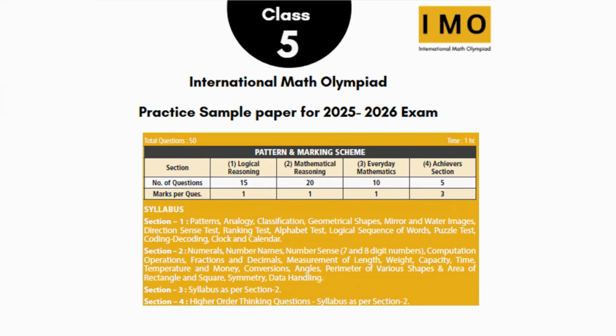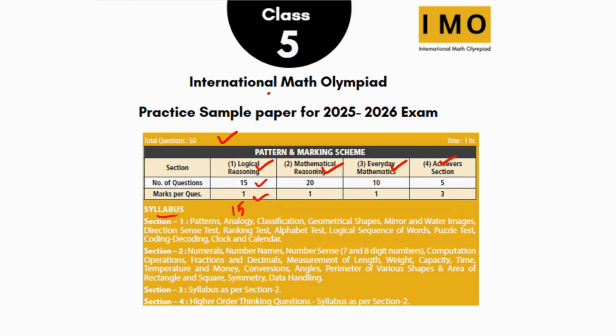And the pattern for it goes like it is divided into 4 sections. The total number of questions in the paper is 50. We have 4 sections named logical reasoning, mathematical reasoning, everyday mathematics, and achievers section. The first section is a set of 15 questions carrying 1 mark each, making a total of 15 marks.